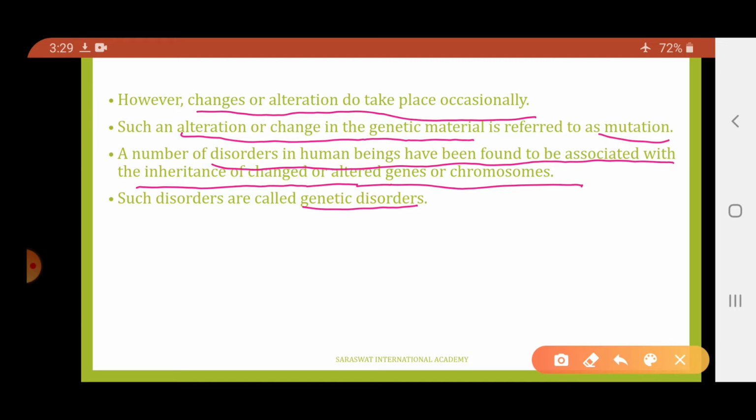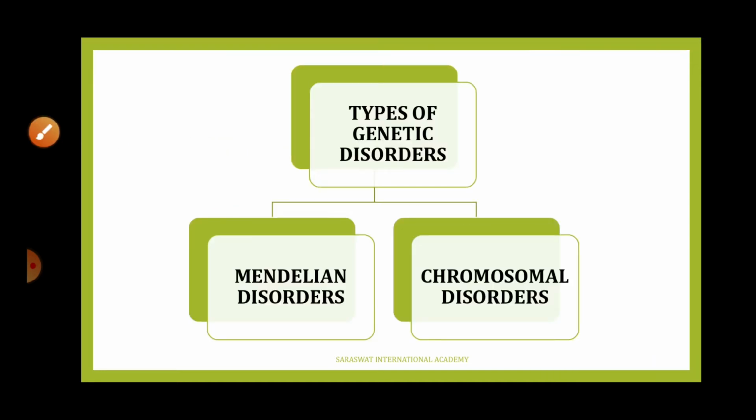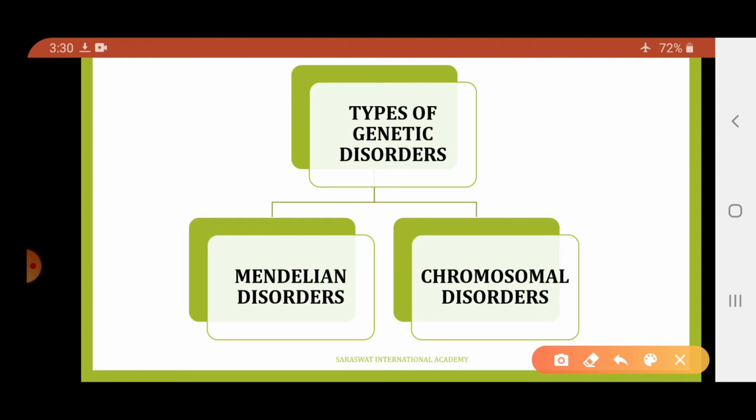All such disorders are called as what? Genetic disorders. Now students, the classification of genetic disorders. Now students, you can see here in this slide that there are basically two types of the genetic disorders. One is the Mendelian disorder and another one is the chromosomal disorders.